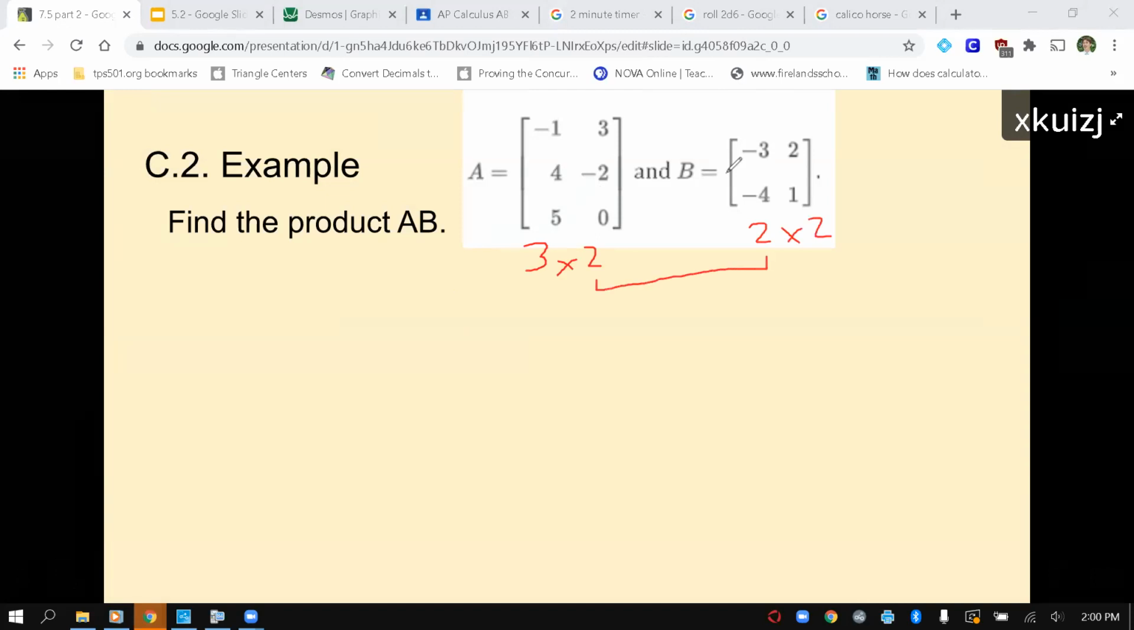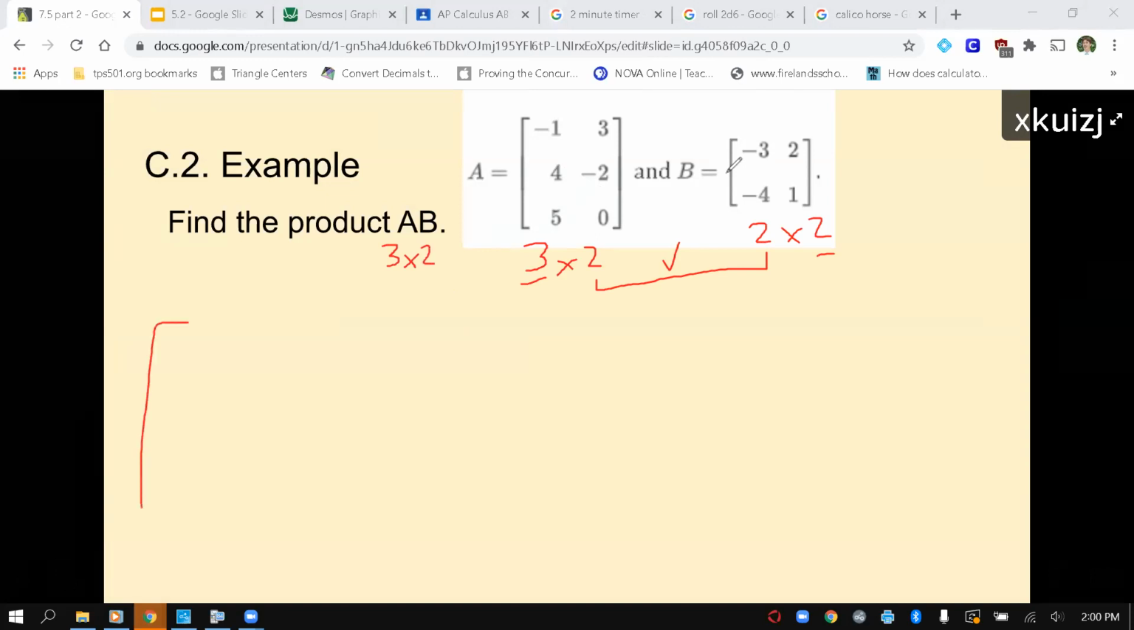Do these two numbers equal each other? Yes. So then this operation is defined. If they didn't equal, I would just write undefined and I'd be done. Since they do equal, then my answer will be a 3 by 2. So AB is a 3 by 2 matrix.